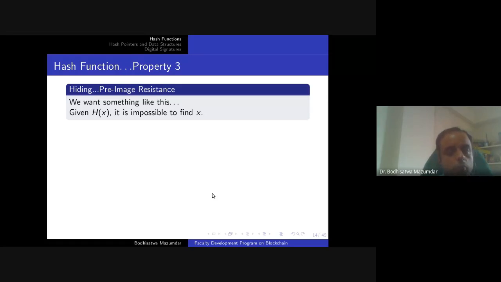The first property that we saw was that the hash function should be deterministic. The second property was that it should be collision resistant. The third property is that the hash function should have pre-image resistance. That means an attacker, after having observed the hash output, should not be able to compute the input. That means he should not be able to invert this hash function. So given h of x, it is impossible to find the value x.